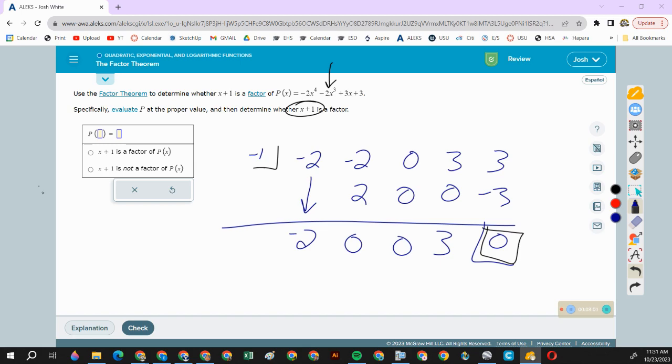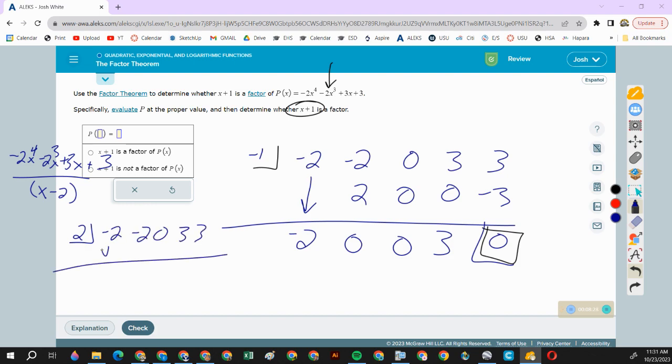So what if I divided by x minus 2? Let's do synthetic division and see what happens. So what goes in the corner? 2. Okay? So negative 2, 0, 3, and 3. Drop the 2. Negative 2 times 2 is negative 4. Negative 2 minus 4 is negative 6.